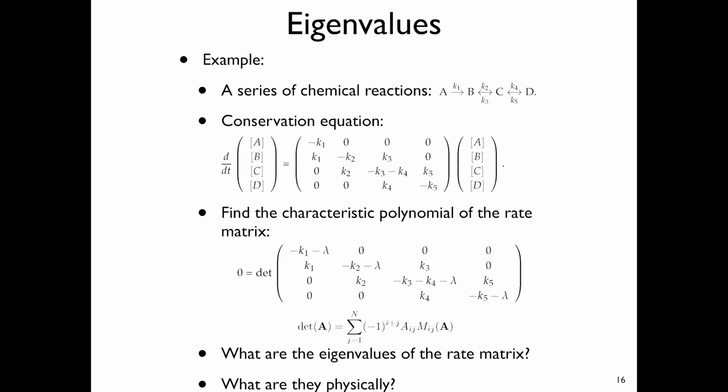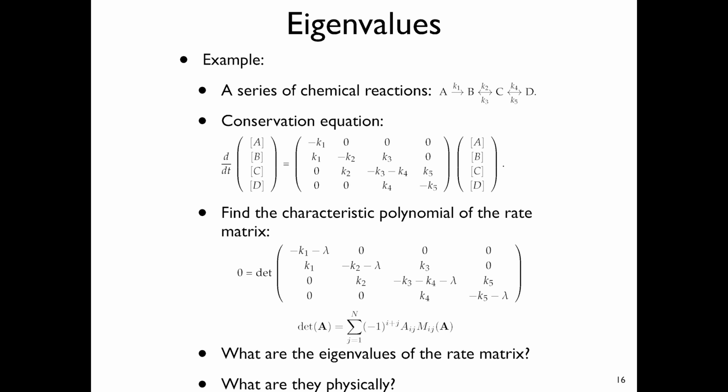Here's an example I talked about before. A series of chemical reactions. We have a batch reactor. We load some material in, and we want to know how the concentrations of A, B, C, and D vary as a function of time. A transforms into B, B and C are in equilibrium, C and D are in equilibrium, and our conservation equation for material is here.